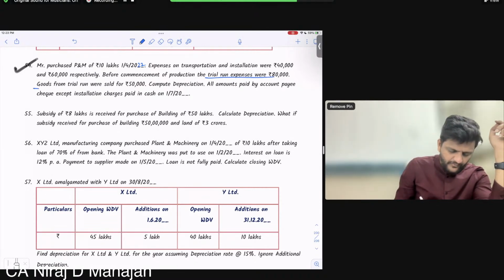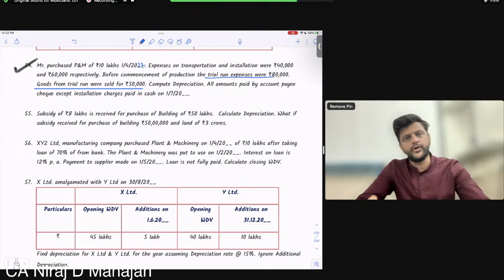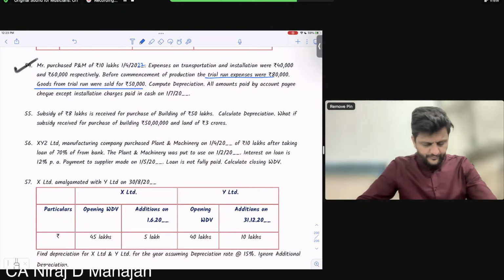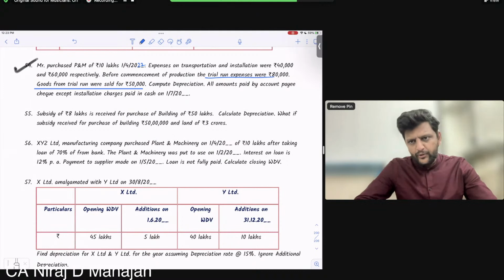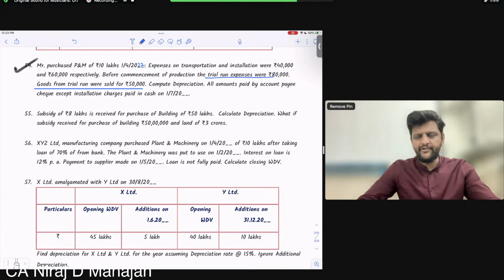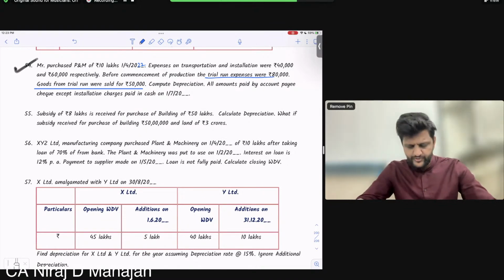Goods from trial run were sold at rupees 50,000. Okay, compute depreciation, no problem. See, understand, it is plant and machinery, etc. But to calculate depreciation, we should also have actual cost with us, no? Clear or no? We should have what? Actual cost. Clear till here? And now in fact, this question is about calculation of actual cost of the asset.